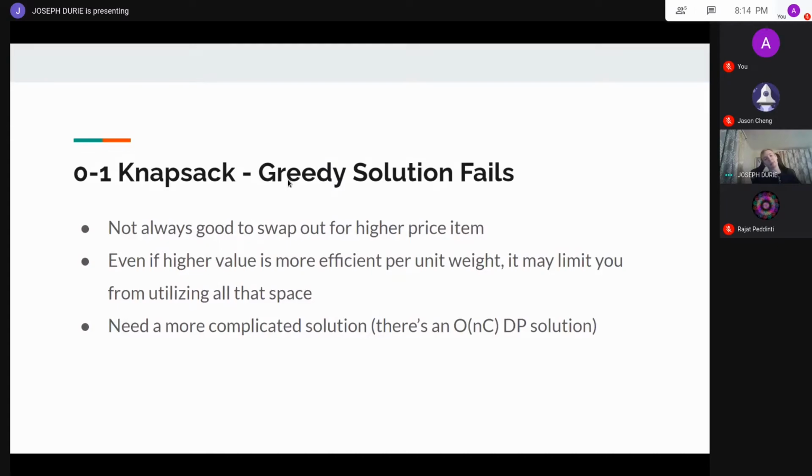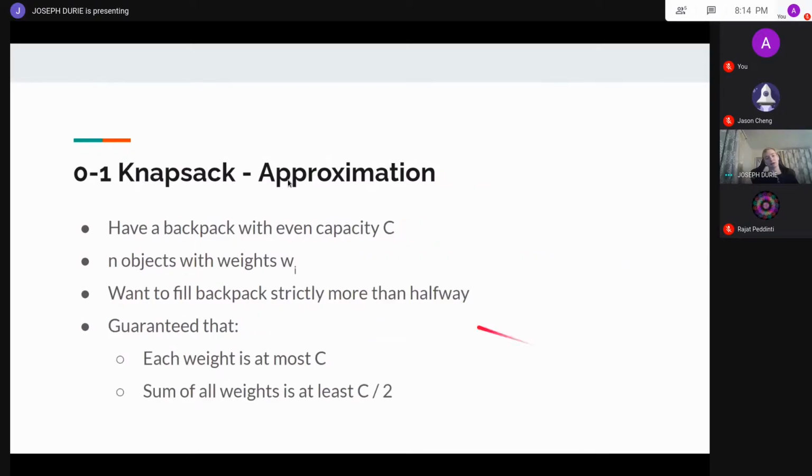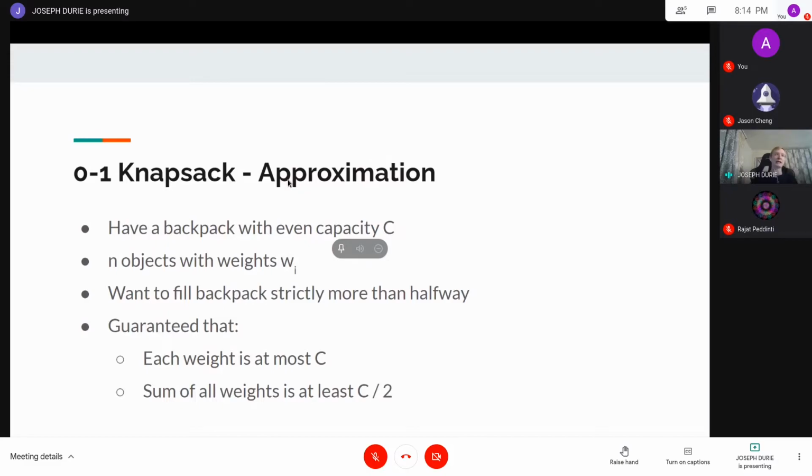However, one thing we can do is an approximation of a greedy solution in this case. Basically, an approximation algorithm is an algorithm that's guaranteed to get you within some factor of optimal, or within some additive amount of optimal or something like that.